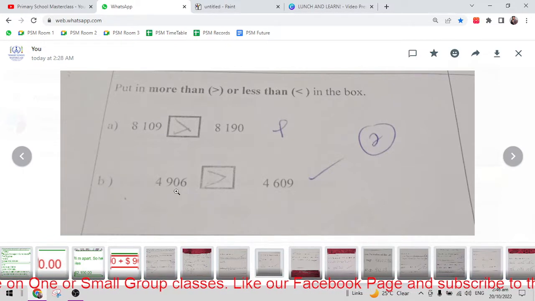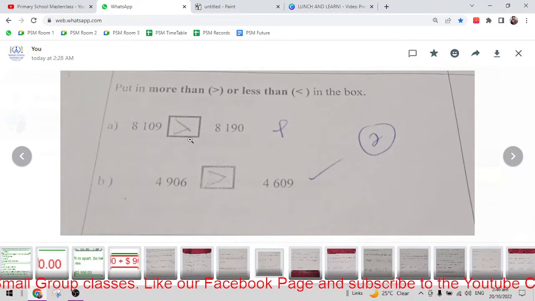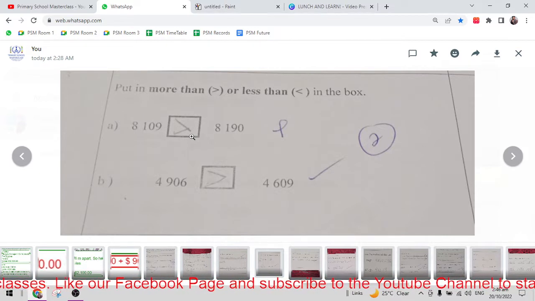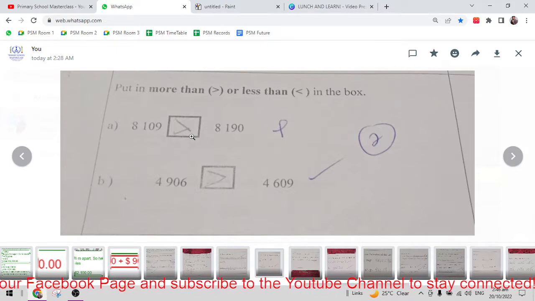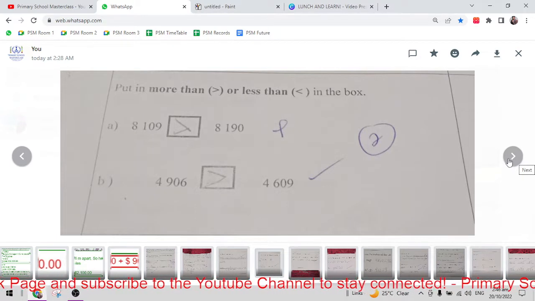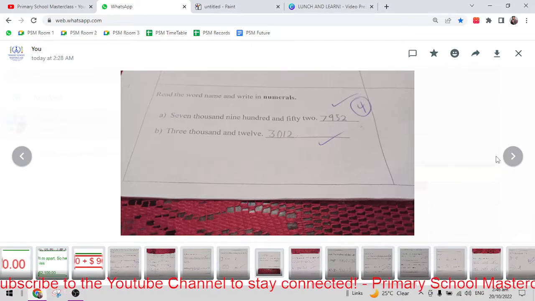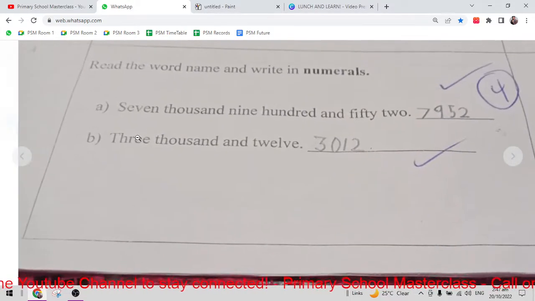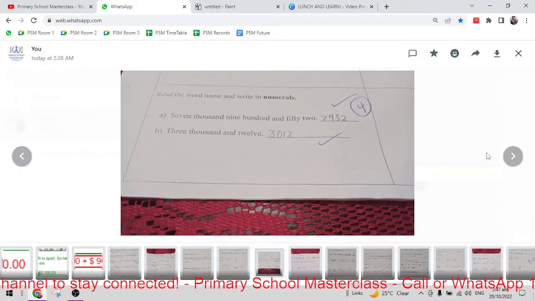Of course, 4,906 is greater than 4,609. And they will bring numbers that look closely related or almost the same. So you have to really pay attention and look carefully as to what you're doing. Okay. All right, moving forward. Okay. So she got this right as well. Whoa. It says here, read the word name and write in numerals. 7,952, that is correct. 3,012, that is correct. Moving on.